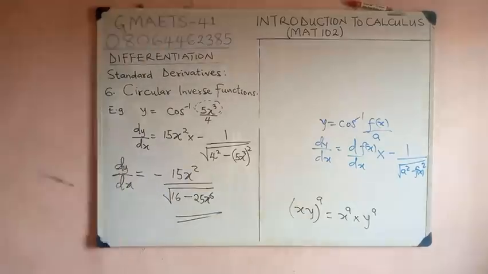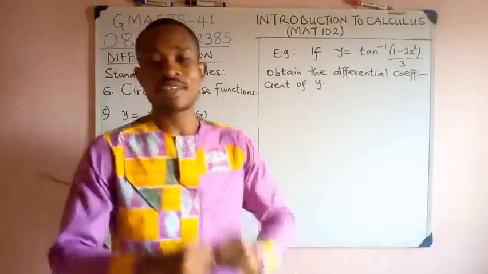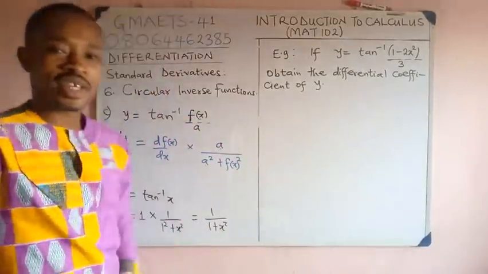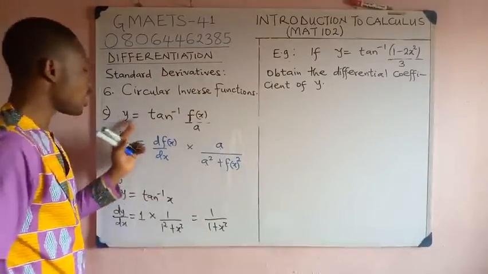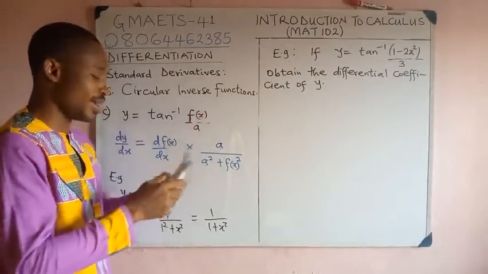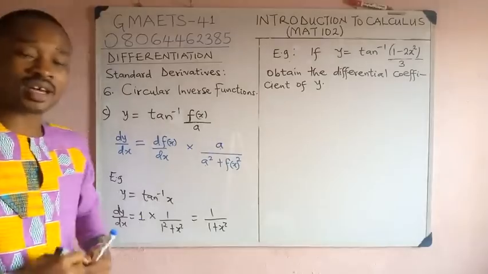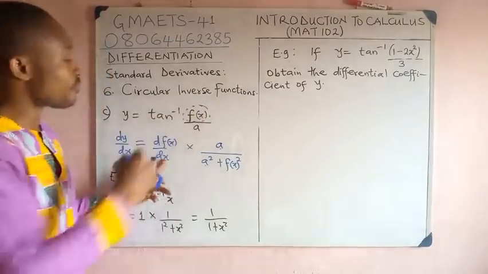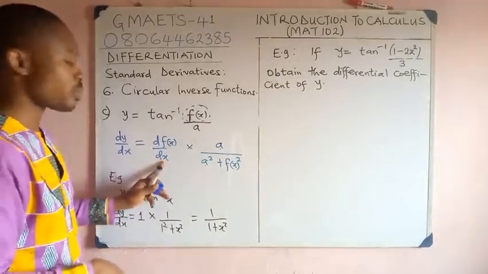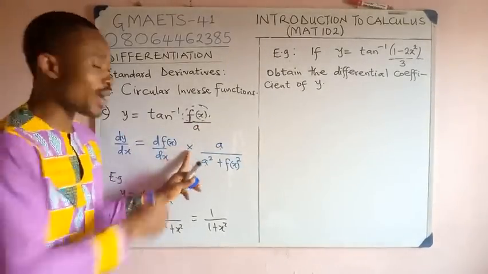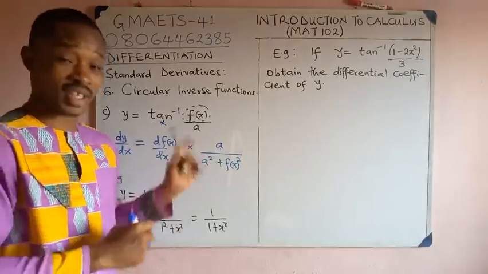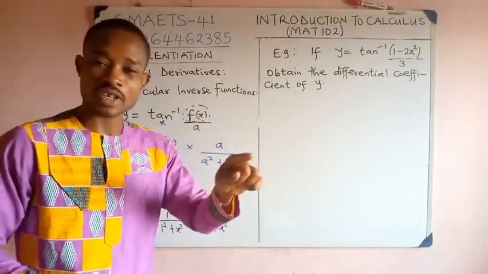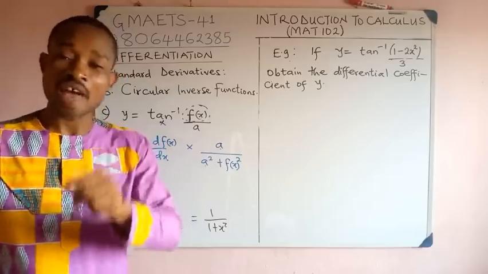Pretty simple, okay? Alright, we are going to look at this example on tan inverse. The tan inverse standard derivative, we have it on the board here, giving y equal to tan inverse of f of x over a, and then you have to obtain dy dx. How do you get it? First of all, you differentiate the numerator minor function f of x with respect to x, and then multiply by the standard derivative of the major function, which is tan inverse. The standard derivative of tan inverse is what? a over a squared plus f of x squared.